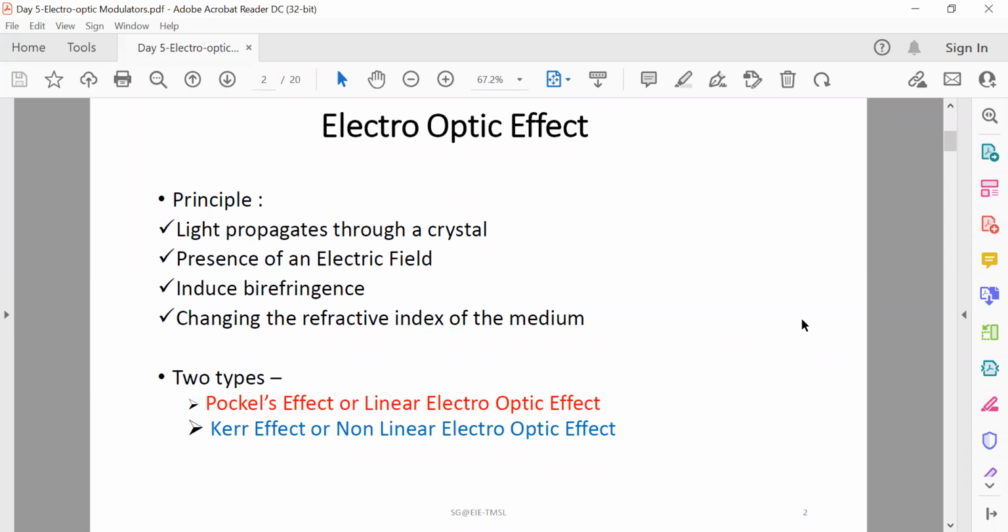Now, there are two types of electro-optic effect. One is the Pockels effect, which is also called the linear electro-optic effect. The other is the Kerr effect, or non-linear electro-optic effect.